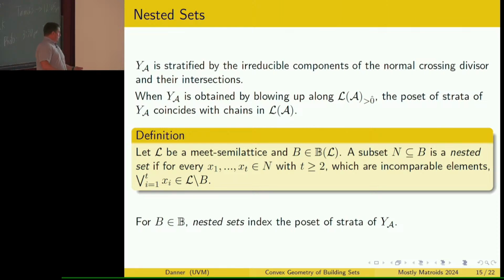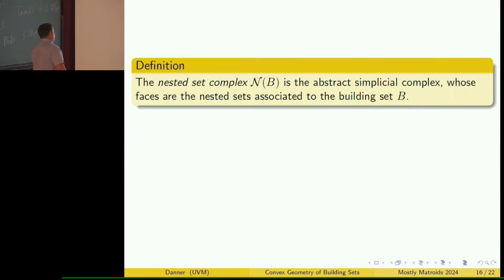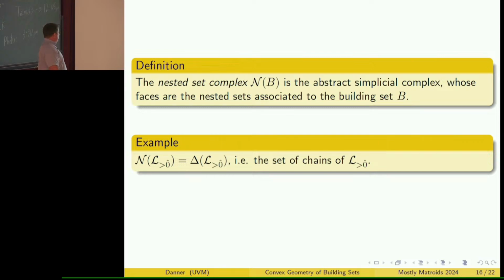So take an arbitrary building set instead of the maximal one, which gave you the poset of strata via chains. Now we have the poset of strata indexed by these nested sets instead. Nested sets form an abstract simplicial complex, for those familiar with that, associated to the building set. For those of you that know the order complex, what's the order complex? It's the abstract simplicial complex whose faces are made up by chains. So when you take the maximal building set, we just get the order complex.